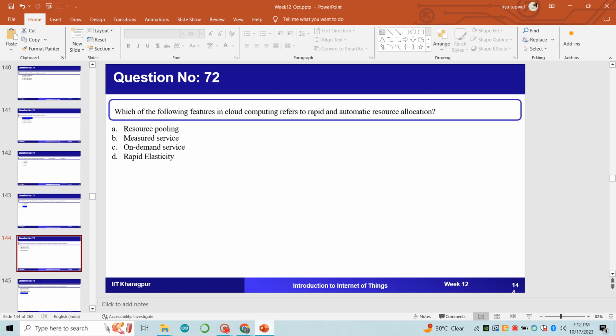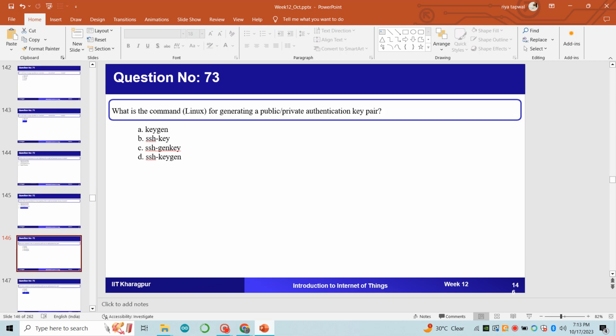Next question is, which of the following features in cloud computing refers to rapid and automatic resource allocation? Options are resource pooling, measured service, on demand service, rapid elasticity. It's option D, rapid elasticity. Yes, rapid elasticity is correct.